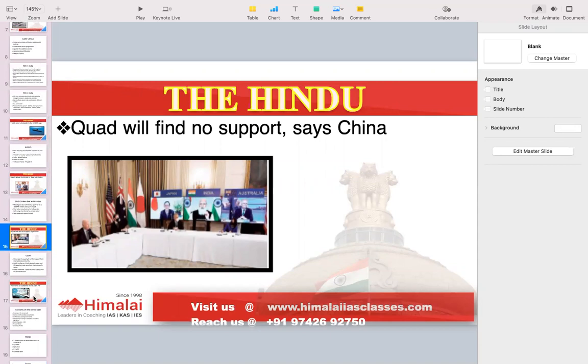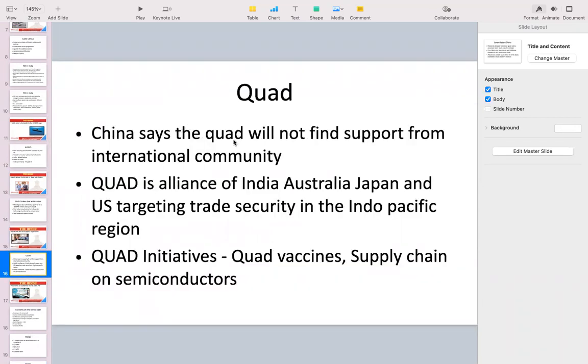Moving to the next, Quad will find no support. So this is just a statement by China. I told you Quad is to counter China's assertion or China's ambitions in the region. That's why China doesn't like it. China says Quad will not find support from the international community. Quad is an alliance of India, Australia, Japan, and the US targeting trade security in the Indo-Pacific region. I already showed you in the map. Quad has taken certain initiatives to remember, like Quad vaccines, where they will be supplying vaccines to these countries. Plus, they have taken an initiative called supply chain semiconductors as well.